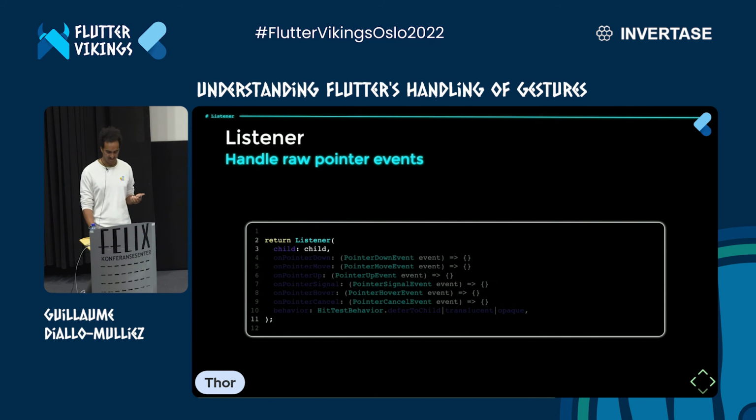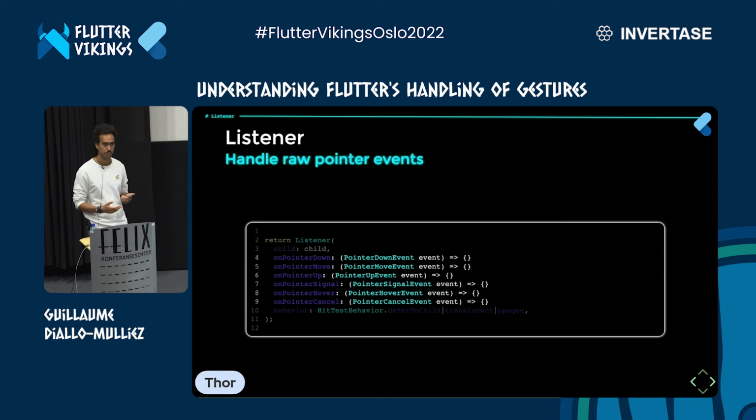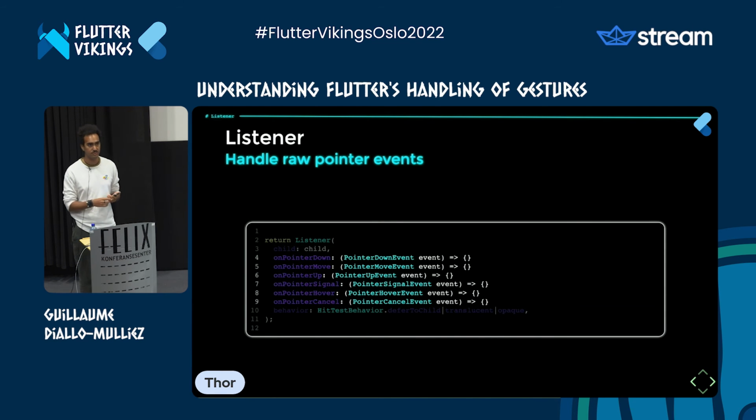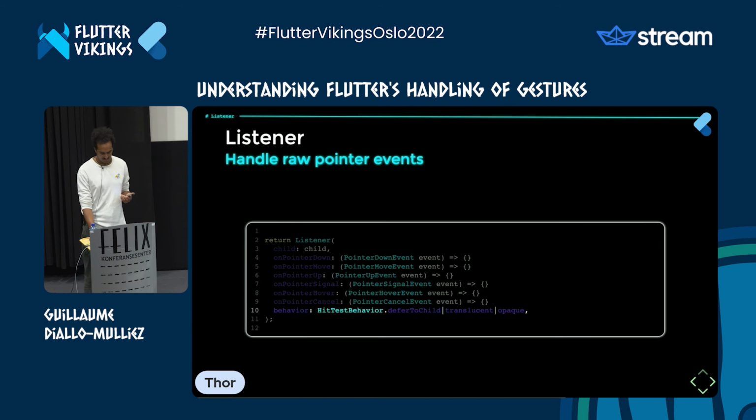This is a widget, so you pass it a child, and then you have some callbacks to actually listen to any event on the life cycle of your pointer during the gesture, and you can do whatever you need to do to directly handle those events and recreate the gesture that you need to detect. So let's see an example. You can also pass the behavior that we talked about so that you know how it behaves regarding the widgets that are laid out behind this one.